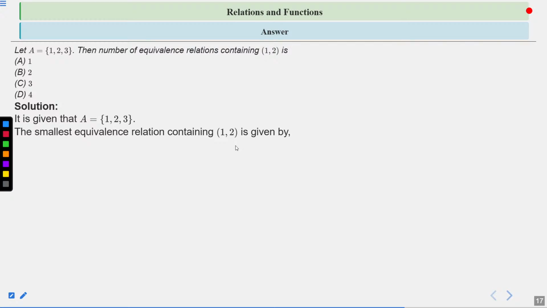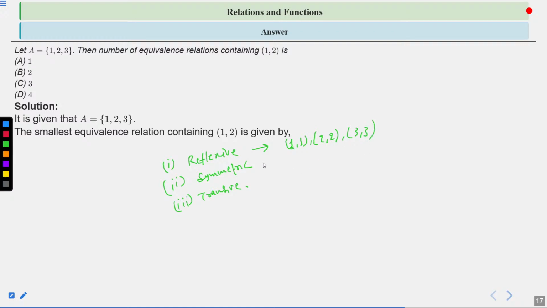See, for the relation to be an equivalence relation, what are the conditions? The relation should be reflexive, symmetric, and transitive. So for reflexive, all the three elements must be there: (1,1), (2,2), and (3,3) must be there.